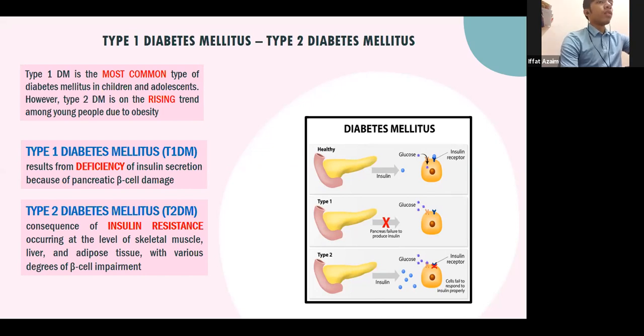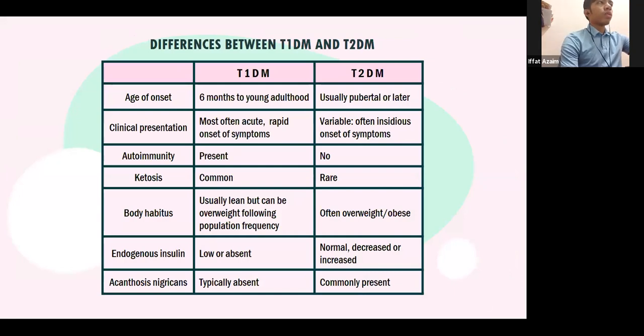So in Malaysia or worldwide, type 1 is the most common one for children and also adolescents. However, type 2 diabetes mellitus is on a rising trend throughout the whole world. So it is increasing year by year. So how can we differentiate between these two? We can refer to this table. The first one, regarding the onset, usually type 1 diabetes mellitus will exhibit its clinical manifestation from 6 months to young adult. Meanwhile, for type 2, usually puberty or later.